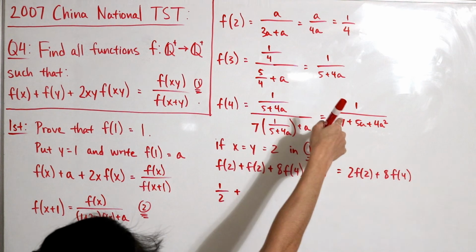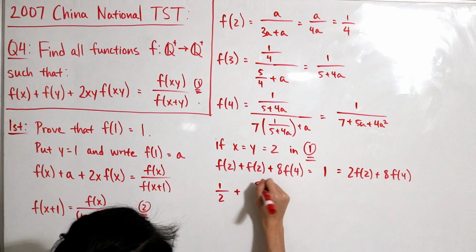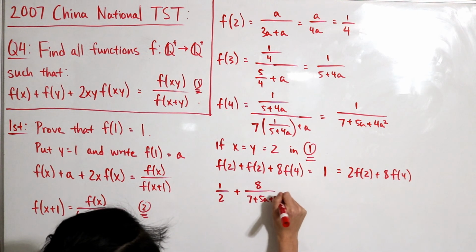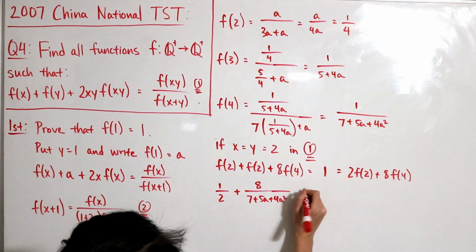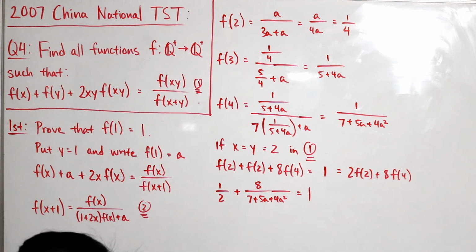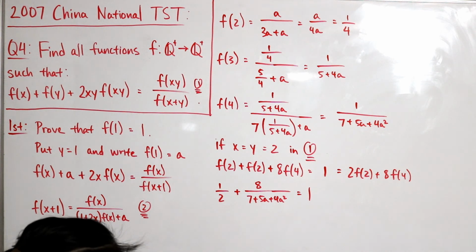We said that f of 4 was equal to 1 over 7 plus 5a plus 4a, so 8 divided by 7 plus 5a plus 4a squared. And we said that that was equal to 1. So all that's left is that we need to solve for a. I'm going to skip that step, because solving for a here is a pretty simple step that anybody can do. It turns out you have two solutions.